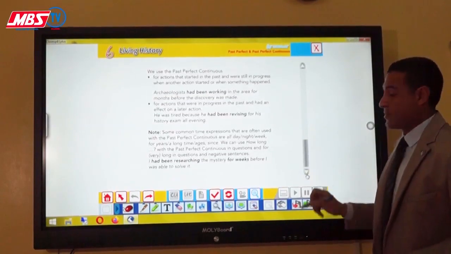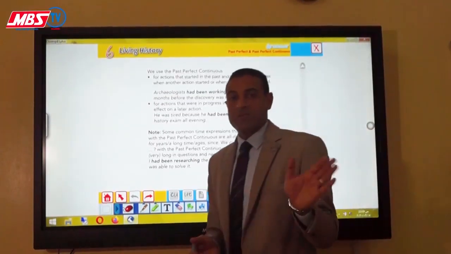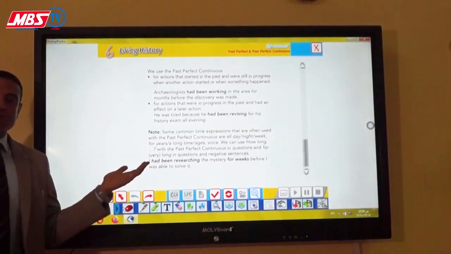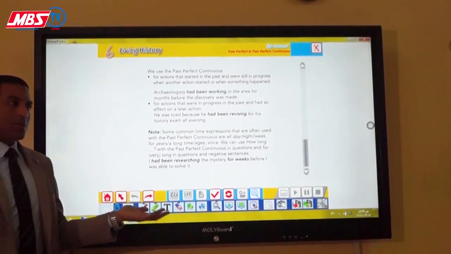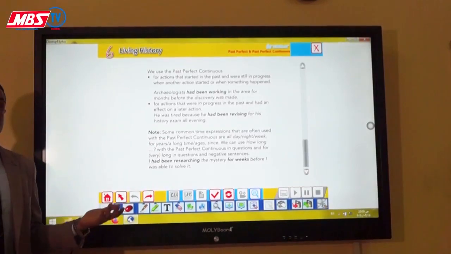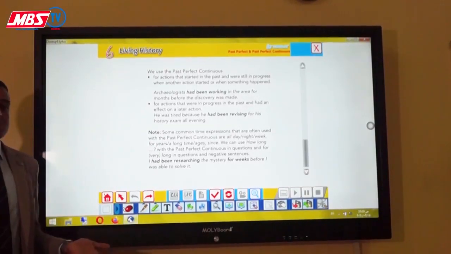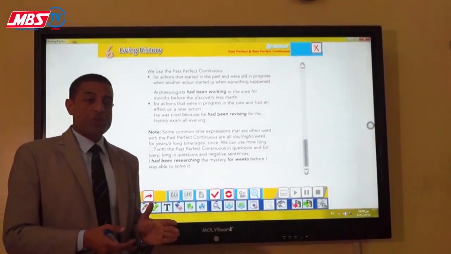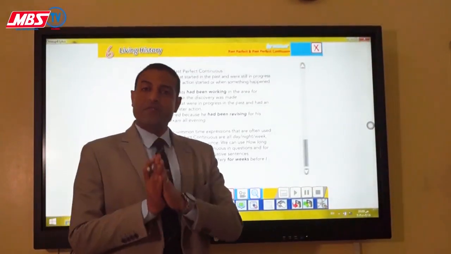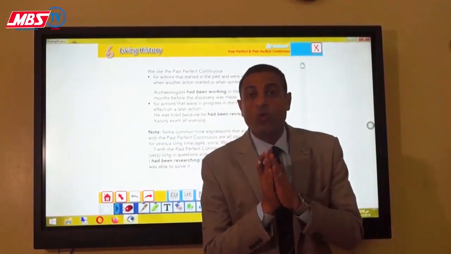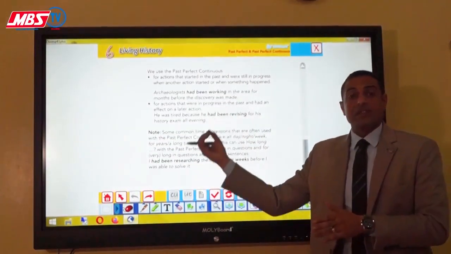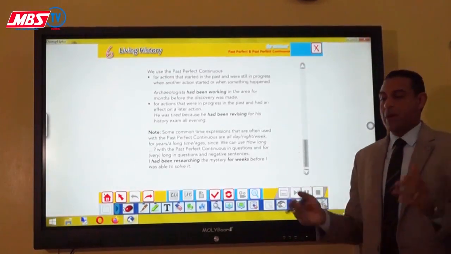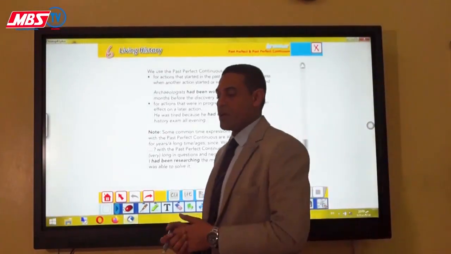So here, sometimes we get confused how to differentiate in the sentence between the action that had finished in the past or had been in progress in the past. How can I differentiate between both? In a very simple way, if I want to focus on the action itself, I use the past perfect simple. I had done my homework. I had finished my homework.